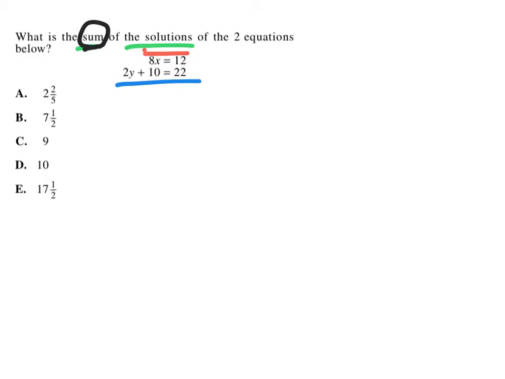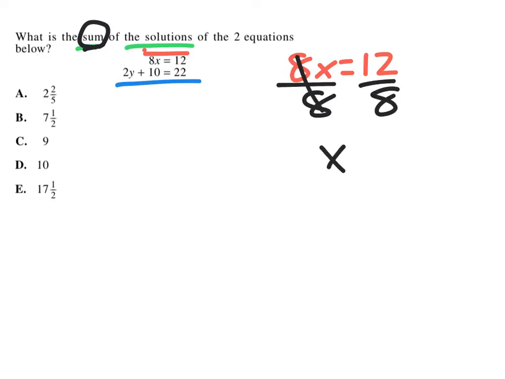So I'm going to start with the red one, 8x equals 12. When I solve that, I want to get x by itself. It's being multiplied by 8, so I divide by 8. So 12 divided by 8 is 3 over 2. So the solution to the first equation is 3/2.